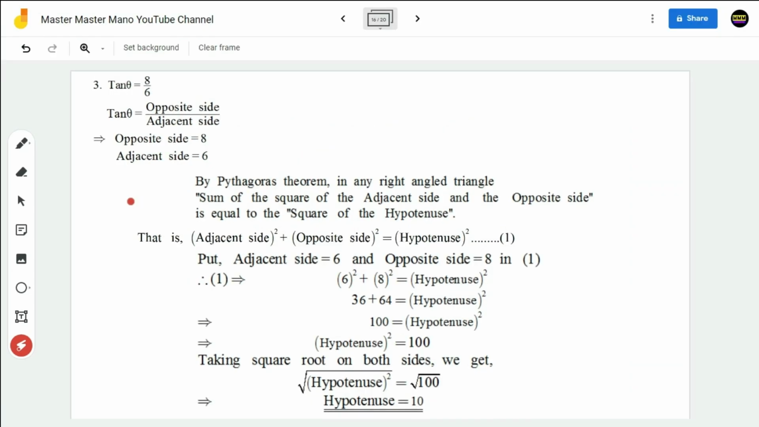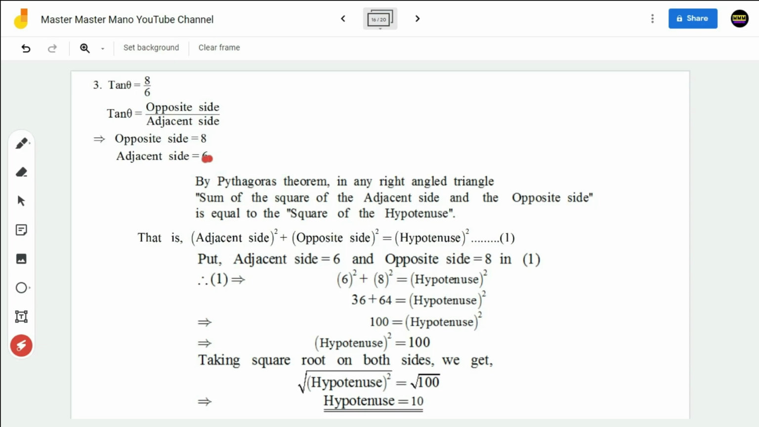Now, let's see the third problem. Tan theta equal to 8 by 6. For tan theta, we have the formula opposite side by adjacent side. The numerator is opposite side and the denominator is adjacent side. So for the given problem tan theta equal to 8 by 6, the numerator is opposite side, that is, opposite side equal to 8, and the denominator is adjacent side, that is, adjacent side equal to 6.